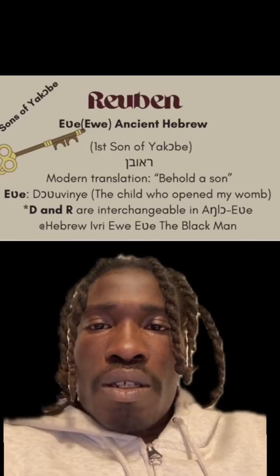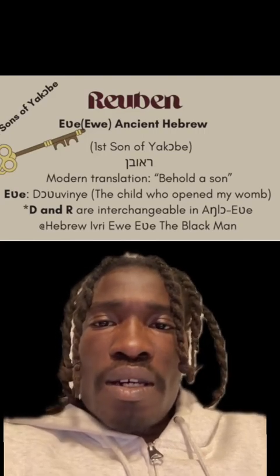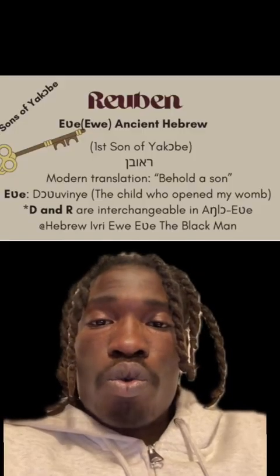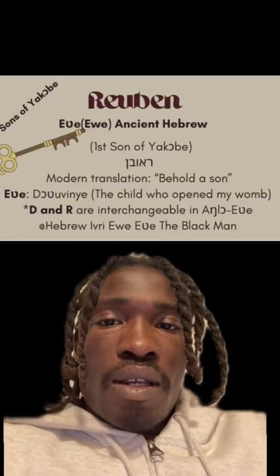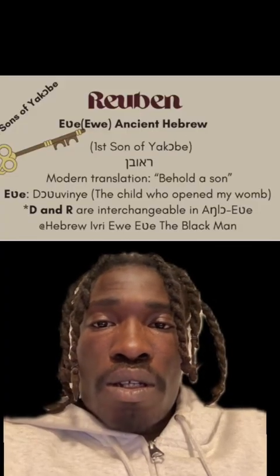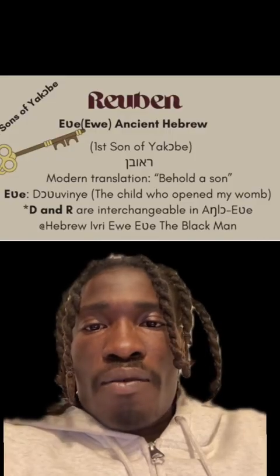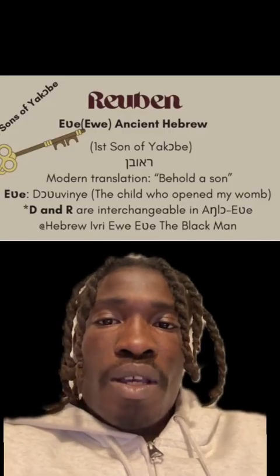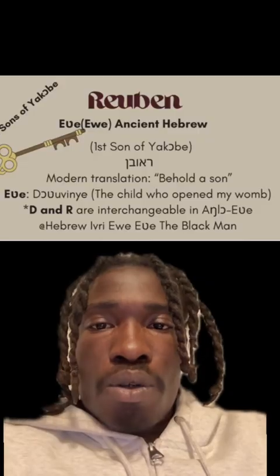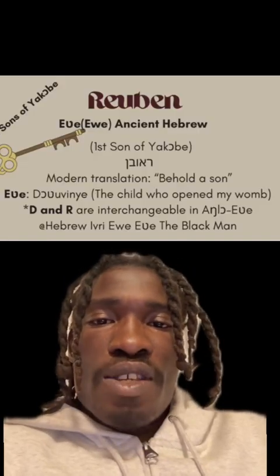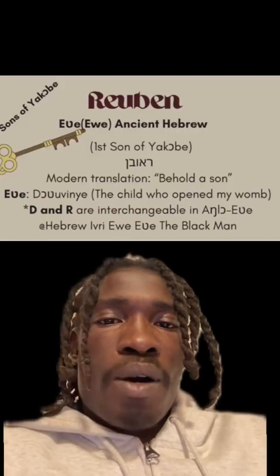The character in their name that is spelled C is actually O, Do. And that character right there is V. It can be V, it can be W. In this case, it is V. Doʋuvinye. Doʋuvinye, the child who opened up my womb.